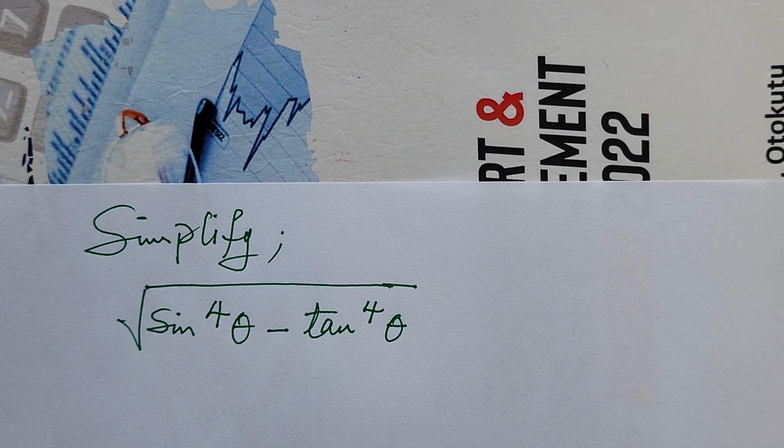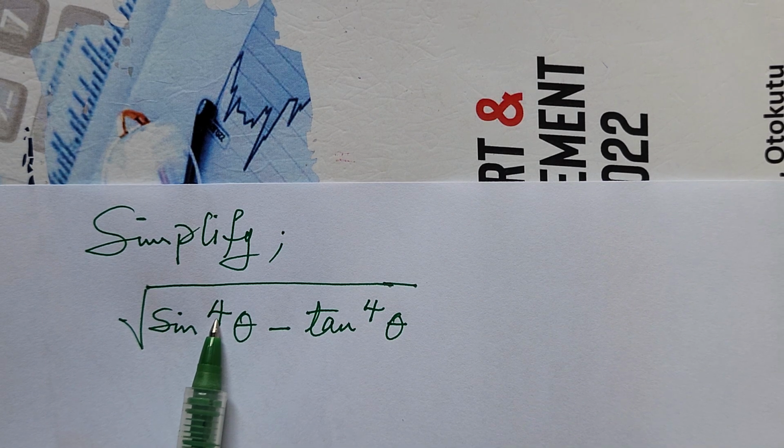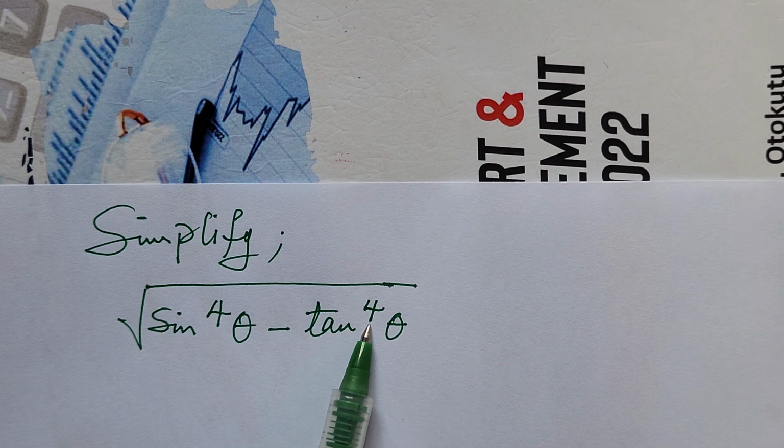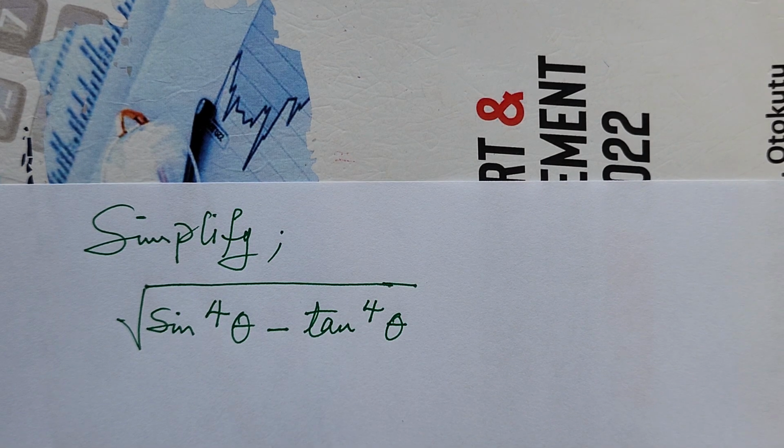Today we have this challenge before us here. So to simplify the square root of sine to the power of 4 theta minus tan to the power of 4 theta. How do we simplify this?